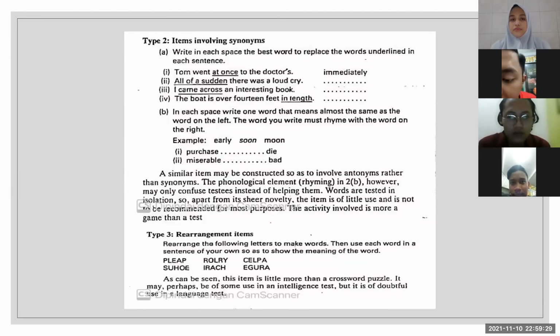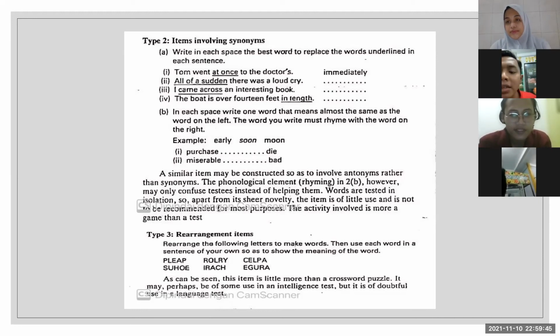This is for type 2. Type 2 is similar to type 1: within each space, write the best word to replace the word underlined in each sentence. It is the same as type 1, but in type 2 we should change it to some other expression, something like "at once" or "all of a sudden."